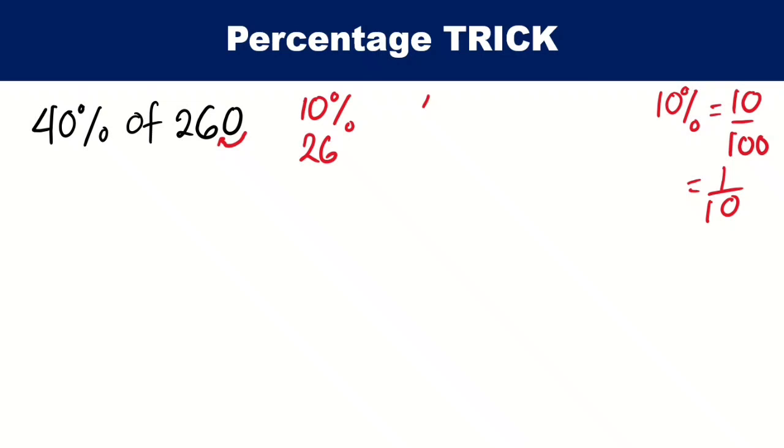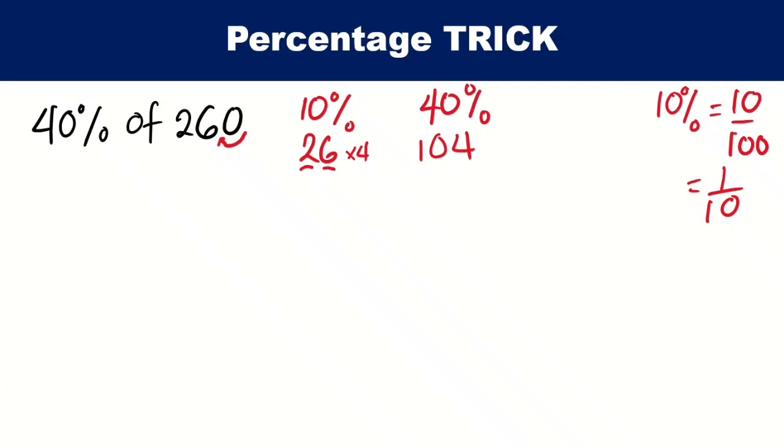And since we want the 40% of it, we simply multiply this by 4 because 40% has 4 10%s. So if you multiply this by 4 mentally, you simply multiply from left to right. 20 times 4 is 80, and then here 6 times 4 is 24, so 80 plus 24 is 104.